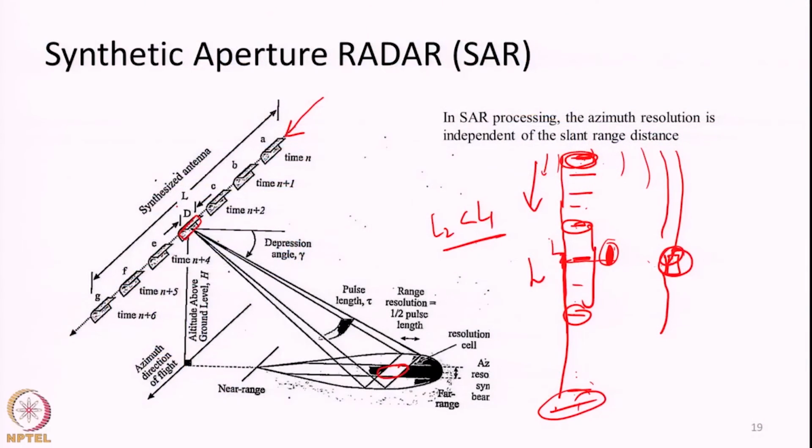Theoretically, it can be shown that the spatial resolution in the azimuth direction for synthetic aperture radar is L by 2, or in this example D by 2, half of the physical length of the antenna. Say if the physical antenna length is 20 meters, then the spatial resolution can be 10 meters theoretically, and this theoretical resolution is independent of the slant range distance. Whether the object is in near range or far range, each pixel can have a uniform spatial resolution. So, this is a major advantage of the SAR system.